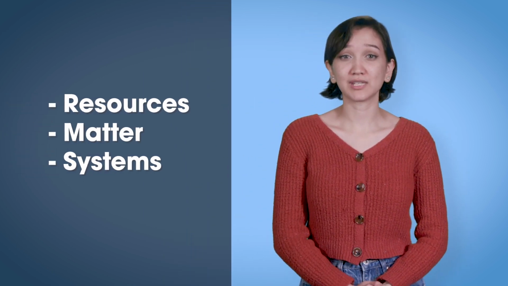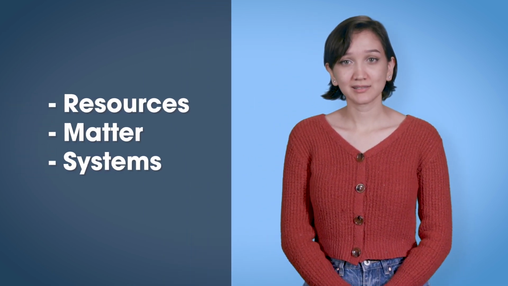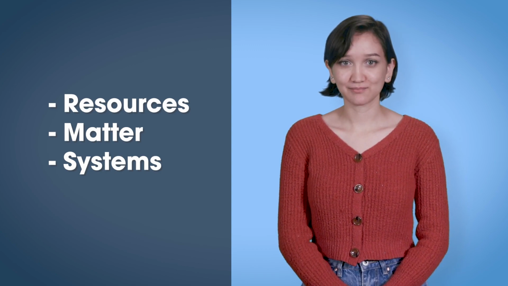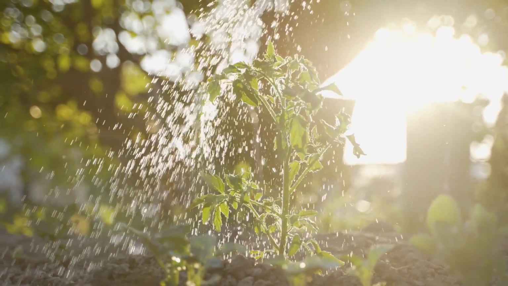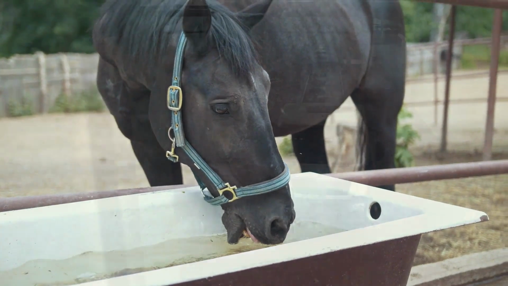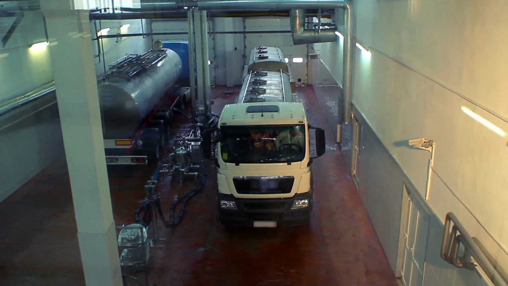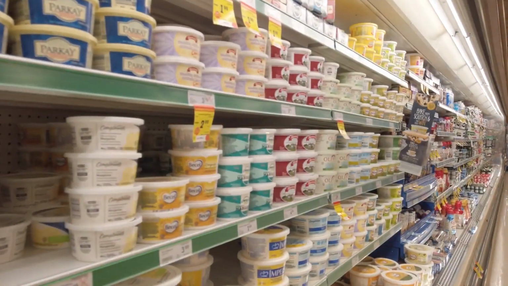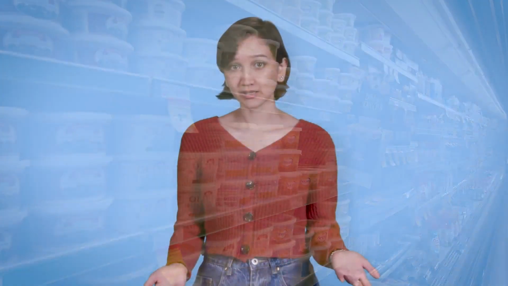But first, you need to know three important terms that we'll be using in this lesson: resources, matter, and systems. Resources are things like water to grow and wash crops, and for animals to drink. Also, electricity to power trucks and other machines on a farm or in a factory where food is made. Also, electricity to power refrigerators and freezers. Another example of resources are sunlight and nutrients, and even the workers who help grow and make food. They are also a resource.